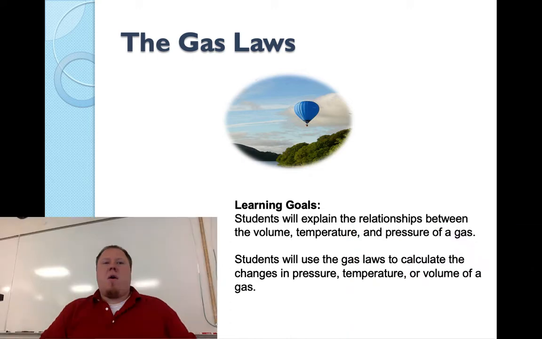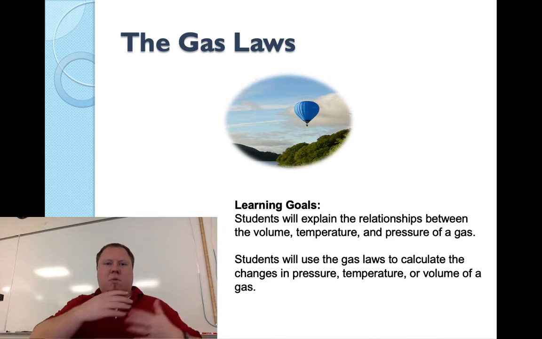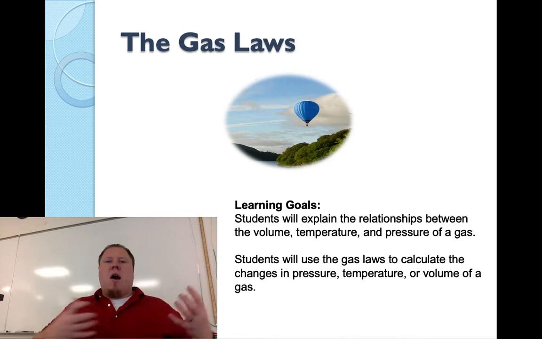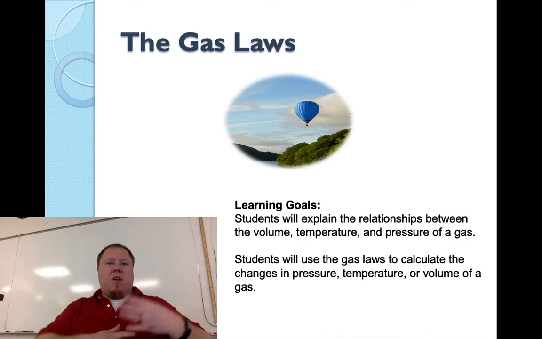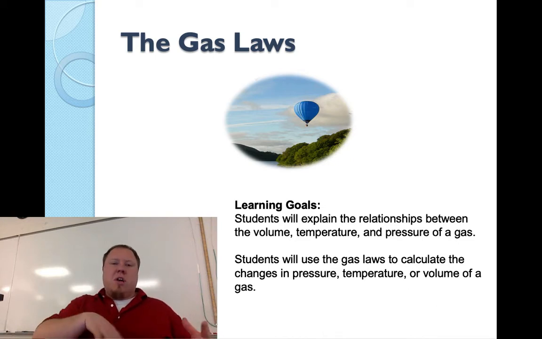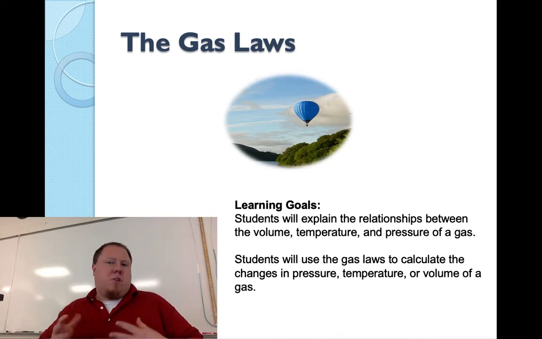Hey guys, so today I want to talk about the gas laws. These are three laws which describe the way that pressure and volume and temperature interact with each other. More than just how they affect each other, it's also mathematically how they affect each other. Like if the pressure changes, how could you calculate how the volume changes, that sort of thing.